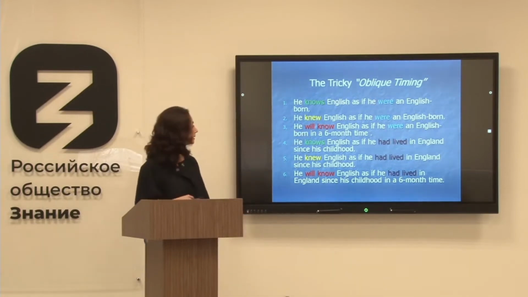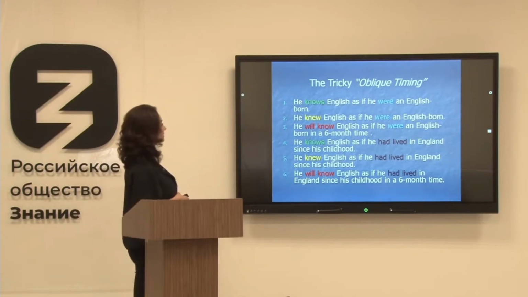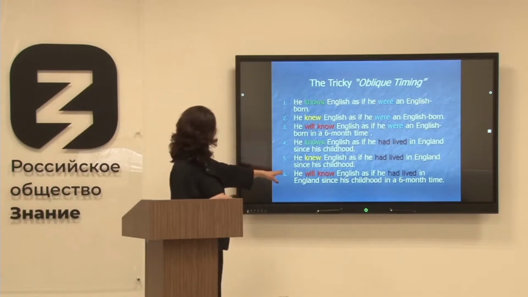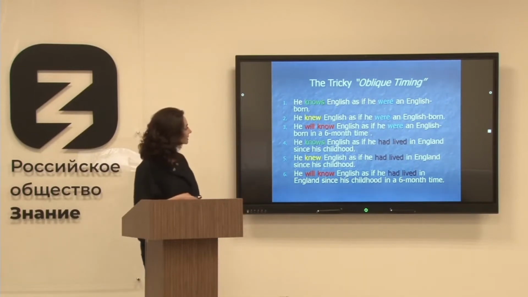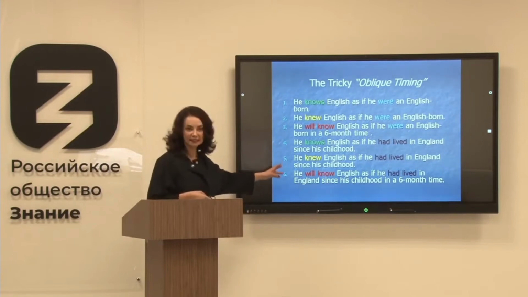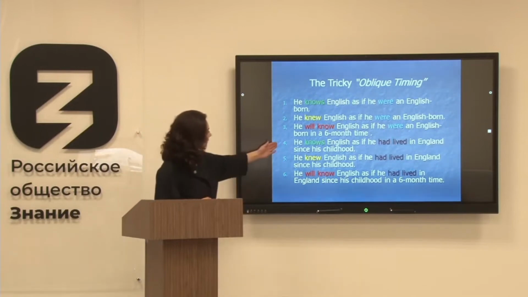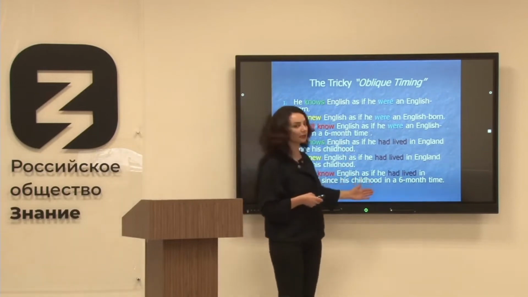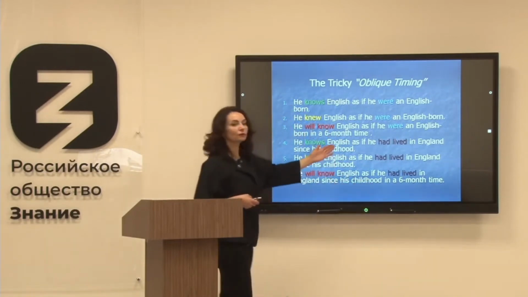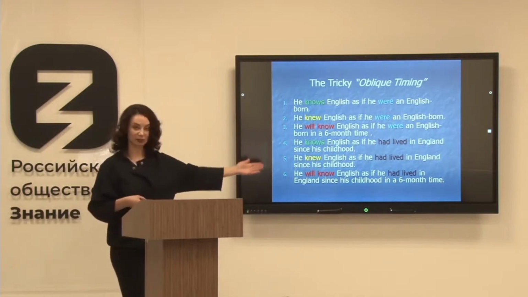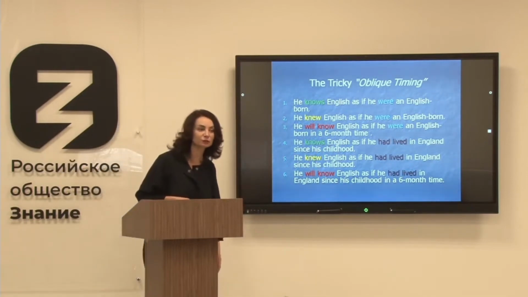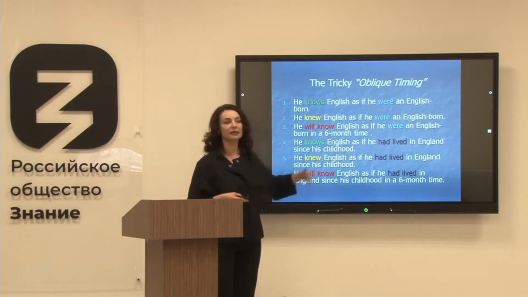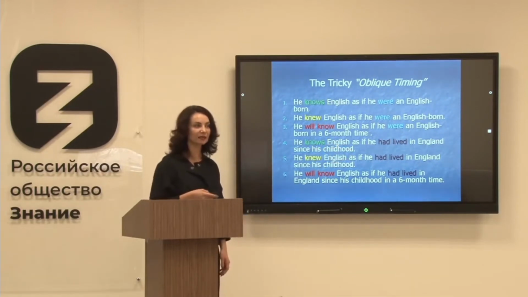Let's consider the rest of the sentences, like he knows English as if he had lived in England since his childhood, knew English and will know. Again, you can see that in the main clause, the tenses are quite different. Present tense, past tense, and future tense. But again, the continuations are the same. Since we've got already priority, not simultaneity, we stick to subjunctive 2 past. And correspondingly, we've got the form had lived. Is everything clear as far as the timing?